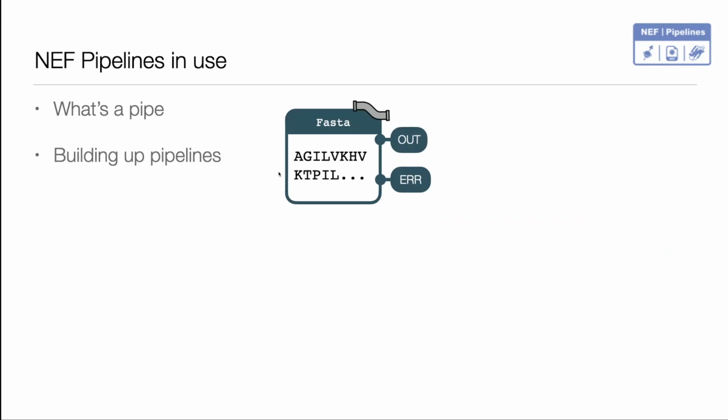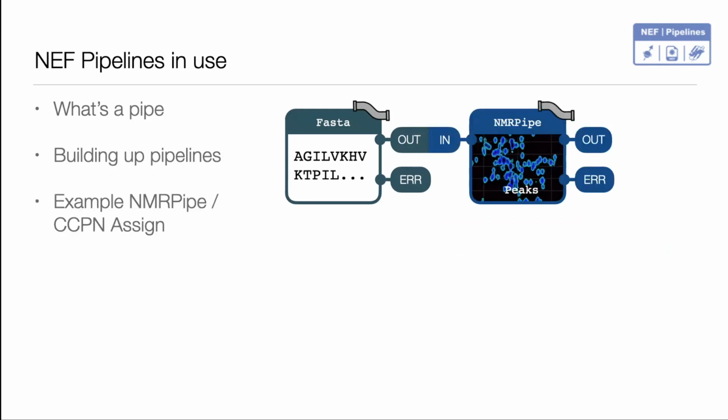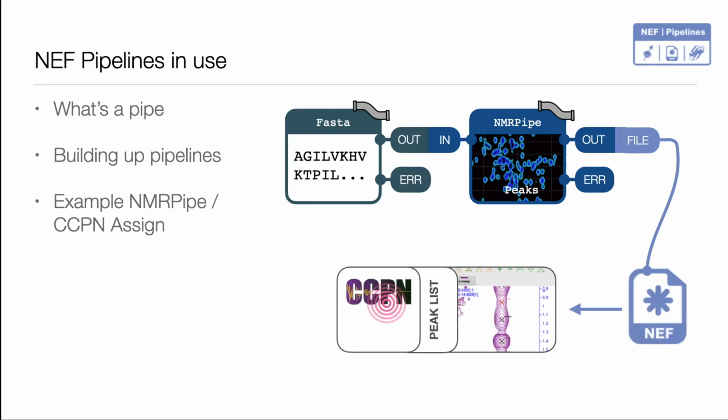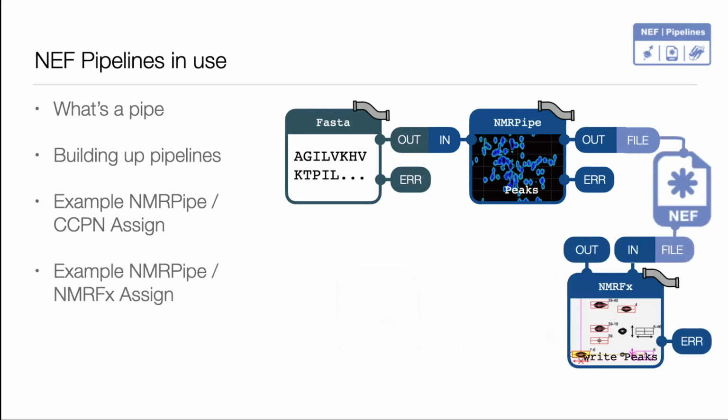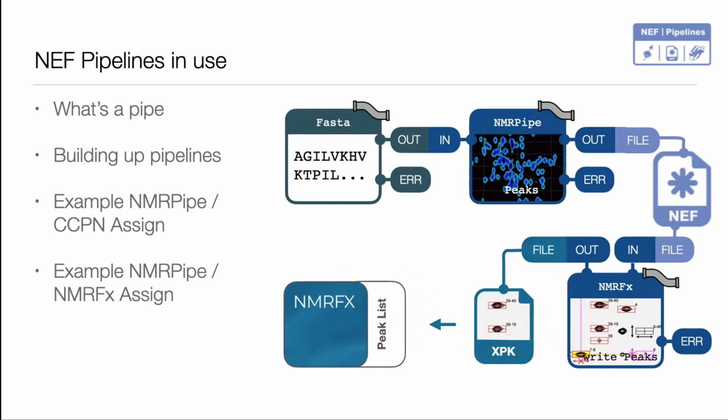So here we have something that's reading a FASTA file, and then once it's read the FASTA file, we go to NMR pipe and we read in some peaks, and then we produce a NEF file out the end by saving it. Okay? Or once we've got the NEF file, we can pass that to something like CCPN analysis. But we could do something else. We could save it to a file, and then we could actually come back and take an NMR-FX pipeline and write peaks for NMR-FX and write those out to an XPK file, which we then put into NMR-FX or NMR-View.